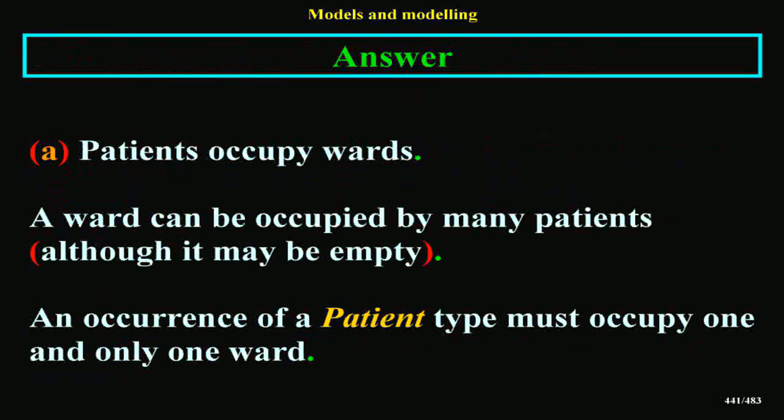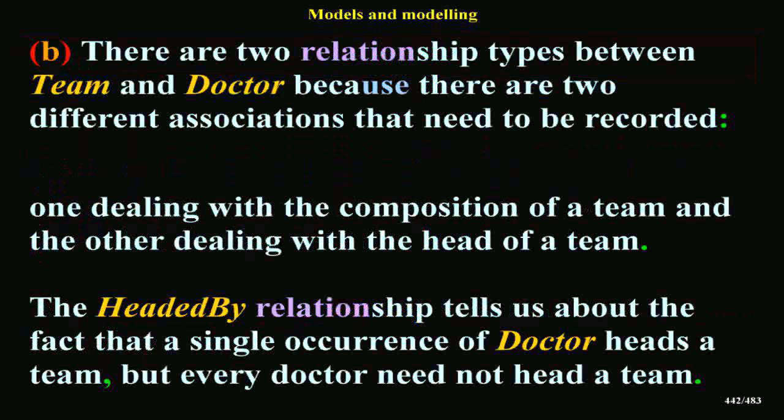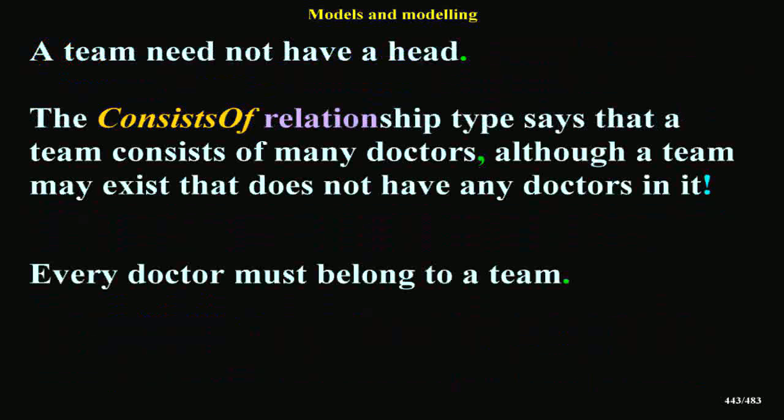Answer. A. Patients occupy wards. A ward can be occupied by many patients although it may be empty. An occurrence of a patient type must occupy one and only one ward. B. There are two relationship types between team and doctor because there are two different associations that need to be recorded. One dealing with the composition of a team and the other dealing with the head of a team. The headed by relationship tells us about the fact that a single occurrence of doctor heads a team, but every doctor need not head a team. A team need not have a head.